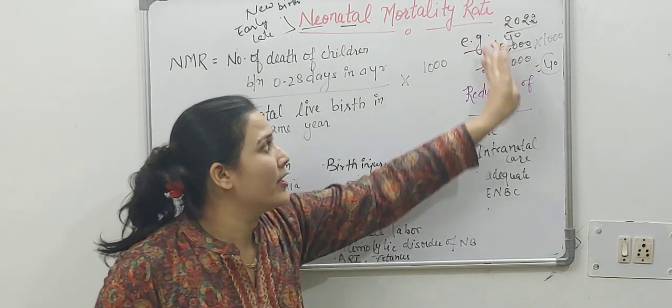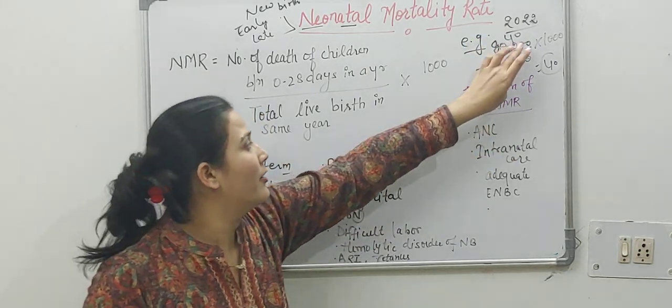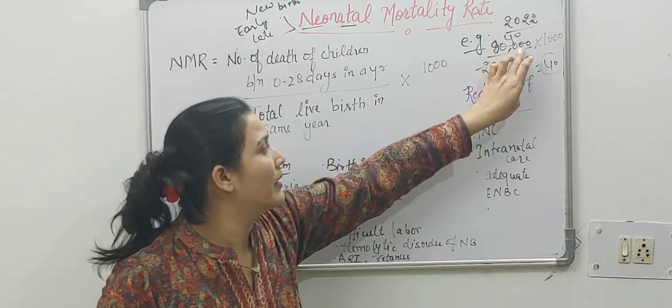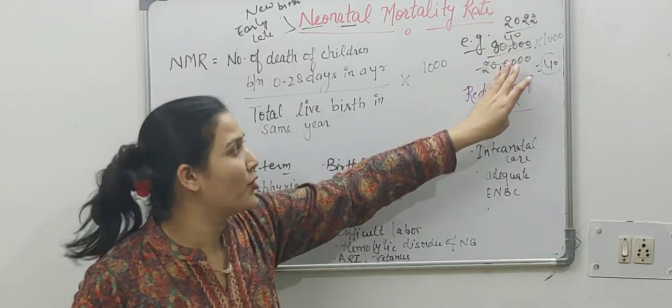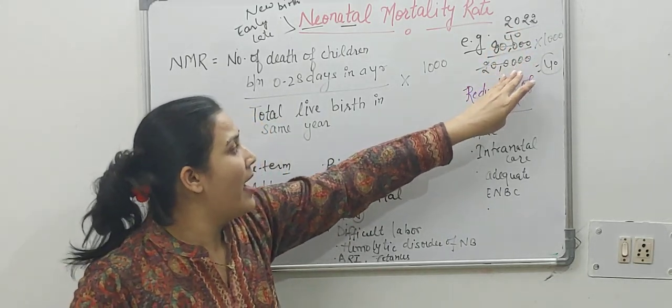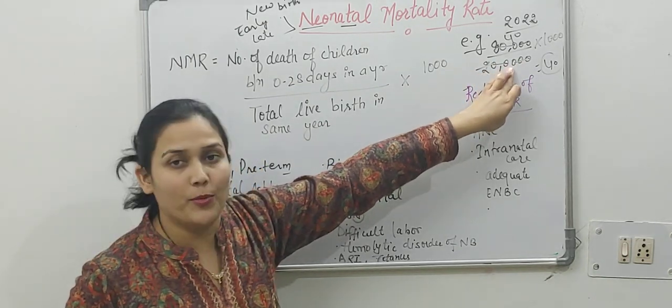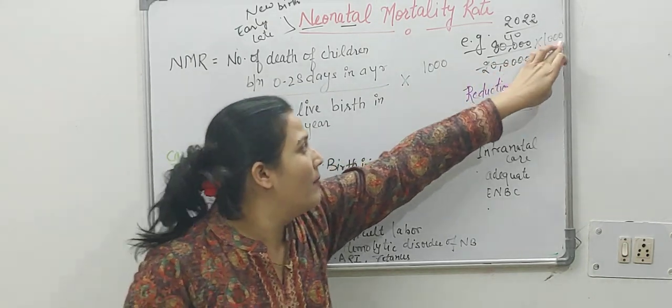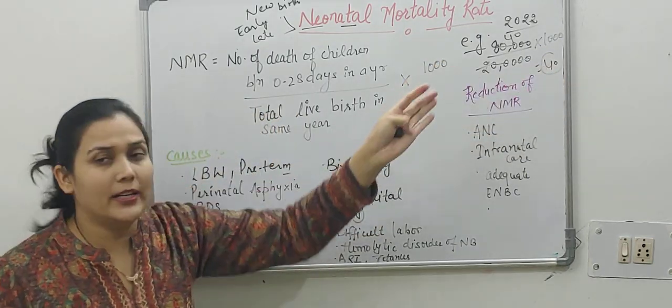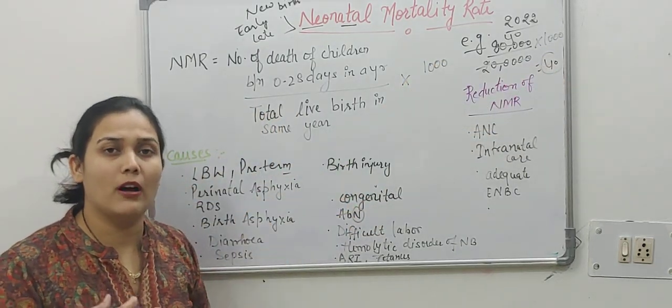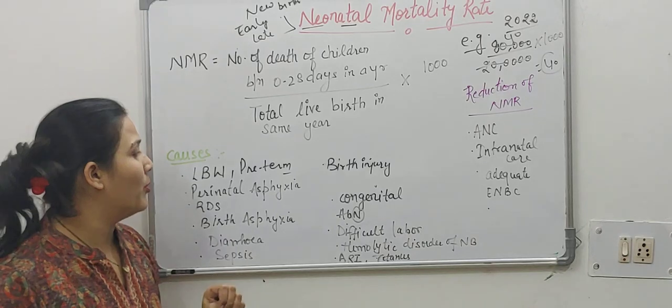So we have just assumed that the total newborn deaths between 0 to 28 days were 80,000 and 2 lakh were born. We have taken an example, multiplied by 1000. So the mortality rate is 40. So this is how we calculate with this formula.